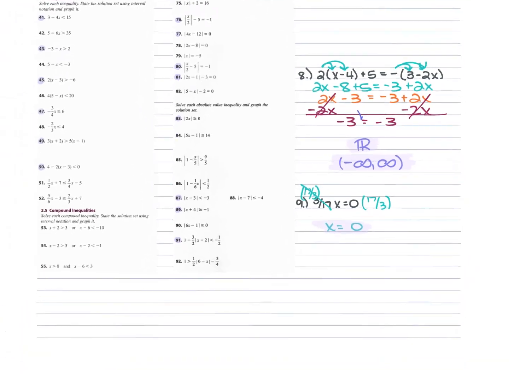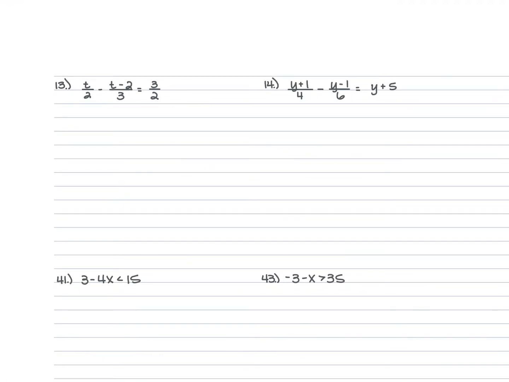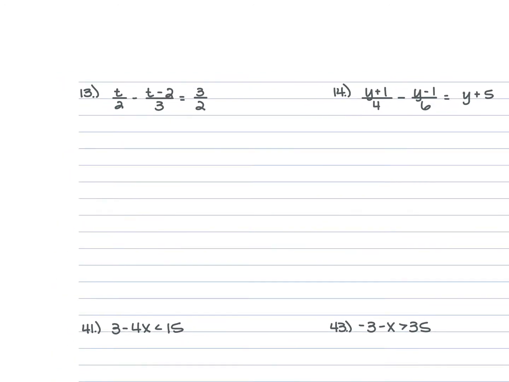All right, so for the next questions that we're going to do, we're going to look at number 13 and 14. For 13, we have t over 2 minus t minus 2 over 3 is equal to 3 over 2. Get rid of your fractions. What is your least common denominator here? 6. So least common denominator is 6. Multiply everything by that 6.